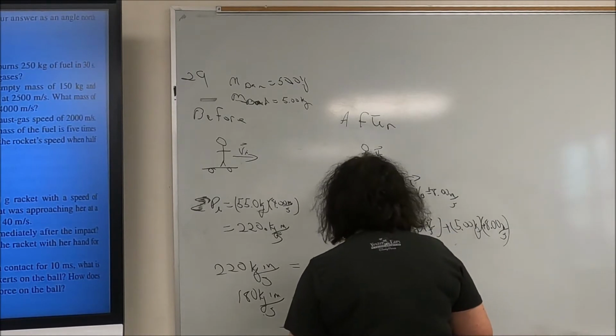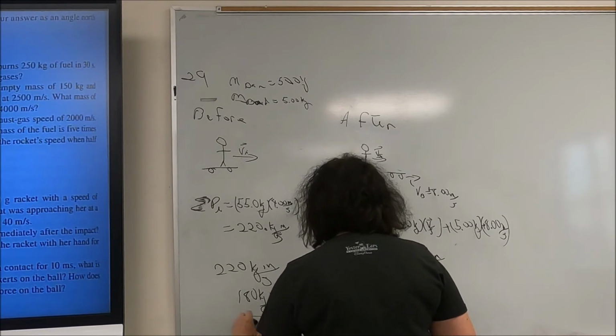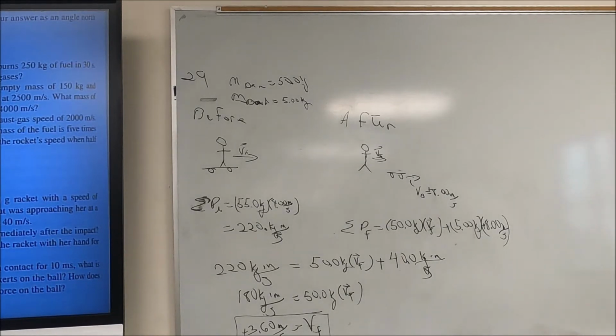So I get V final to be 3.60 meters per second, and it's positive. So it means that after the explosion, they pushed against each other and separated, and the person is now going 3.6 meters per second in the same direction as the board. All right. I wanted to do this one because in this one, the two things that are pushing off from each other are moving to begin with. All right, so that's our example of some explosions.